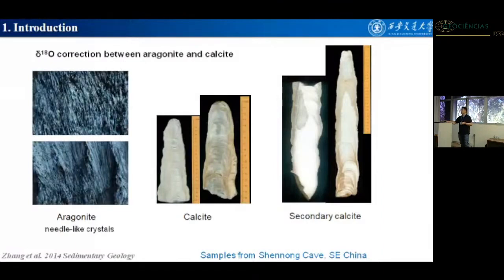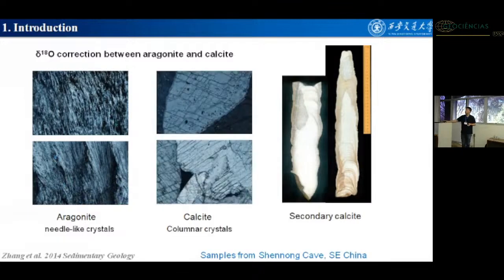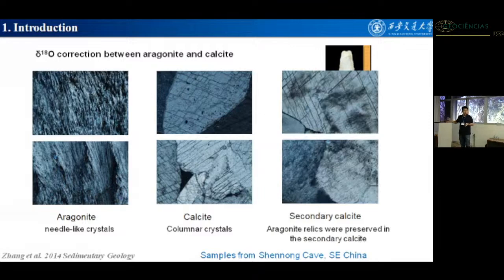So we can see this is a very typical needle-like crystal of aragonite, and this is a columnar crystal of calcite. For the secondary calcite, we can see very clearly that inside the calcite crystal, the needle-like aragonite relics are still preserved. So this is a very clear sign to identify the secondary calcite.